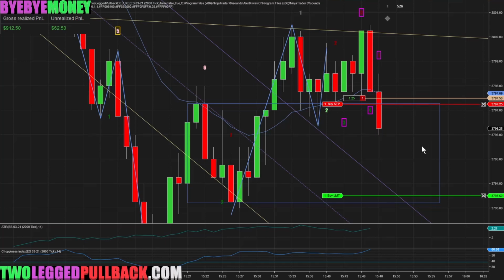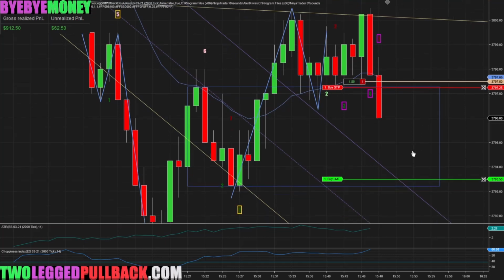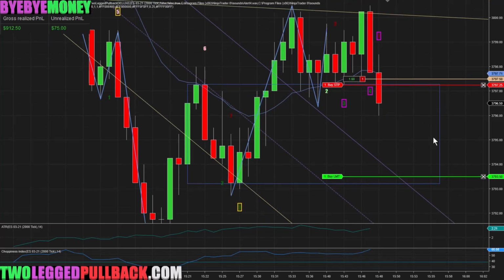Moving my stop, break even plus 1 tick. Let's see if we can get to the bottom of this range here with this runner. 4-point runner.